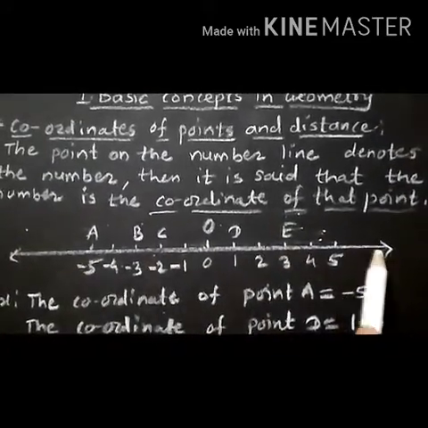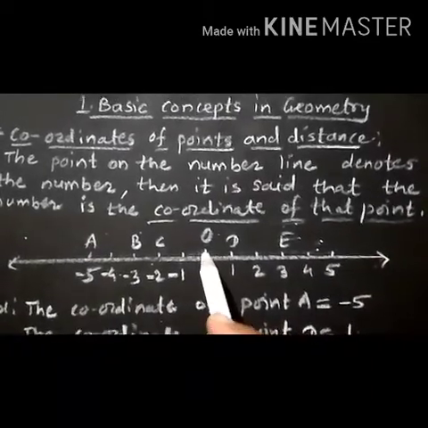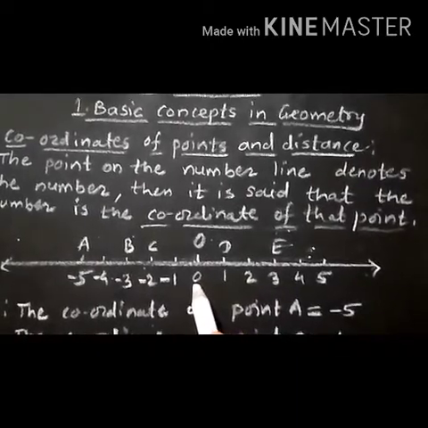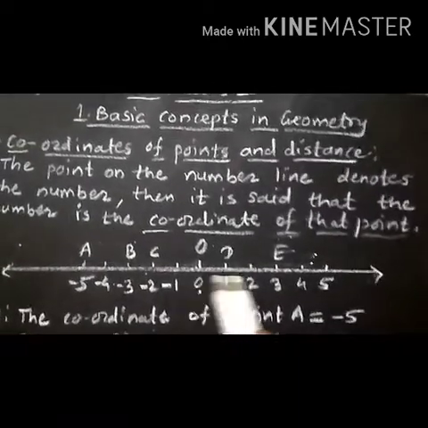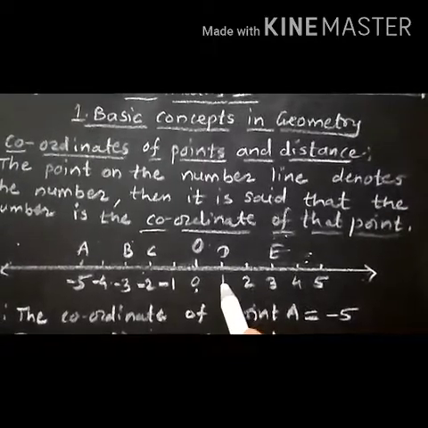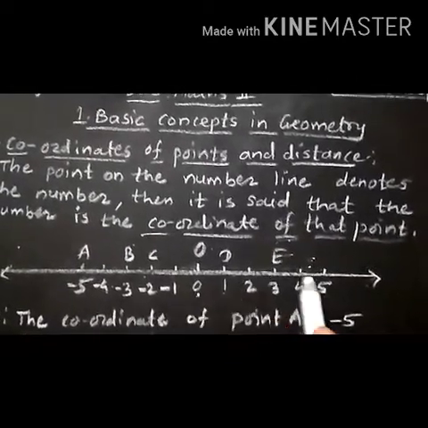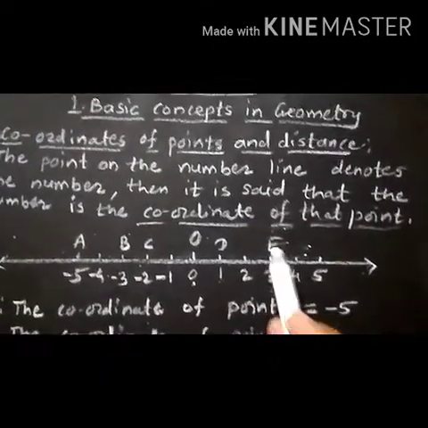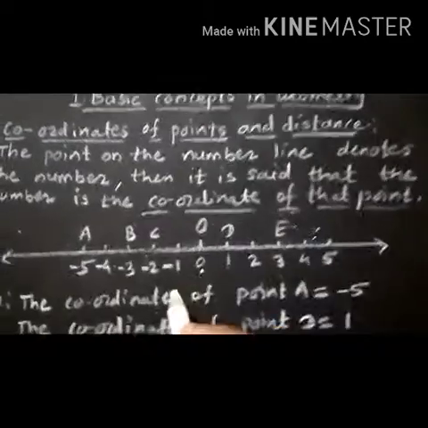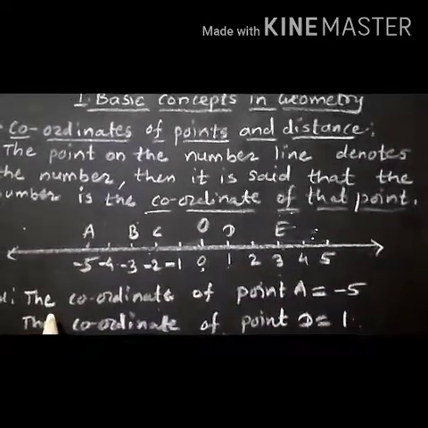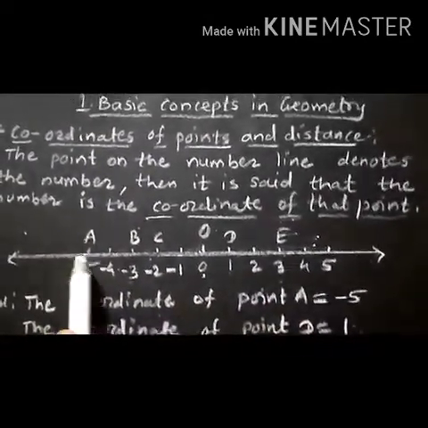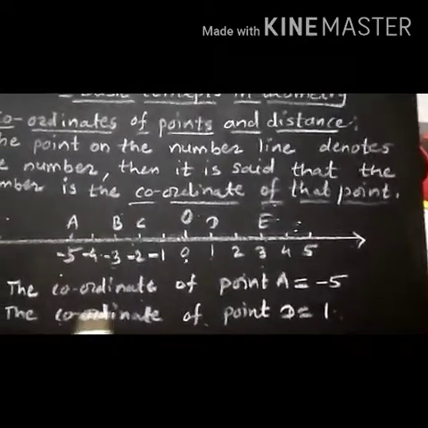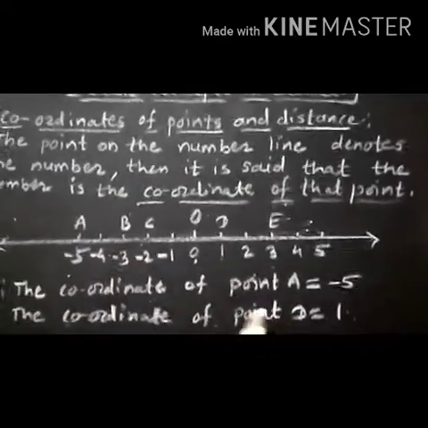See, this is a number line. Point O denotes the number 0. Therefore, 0 is the coordinate. Similarly, point D denotes the number 1. Therefore, 1 is the coordinate. Similarly, point E denotes the number 3. Therefore, 3 is the coordinate of that point E. Now see the coordinate of point A, that is -5. Similarly, the coordinate of point D, that is 1.